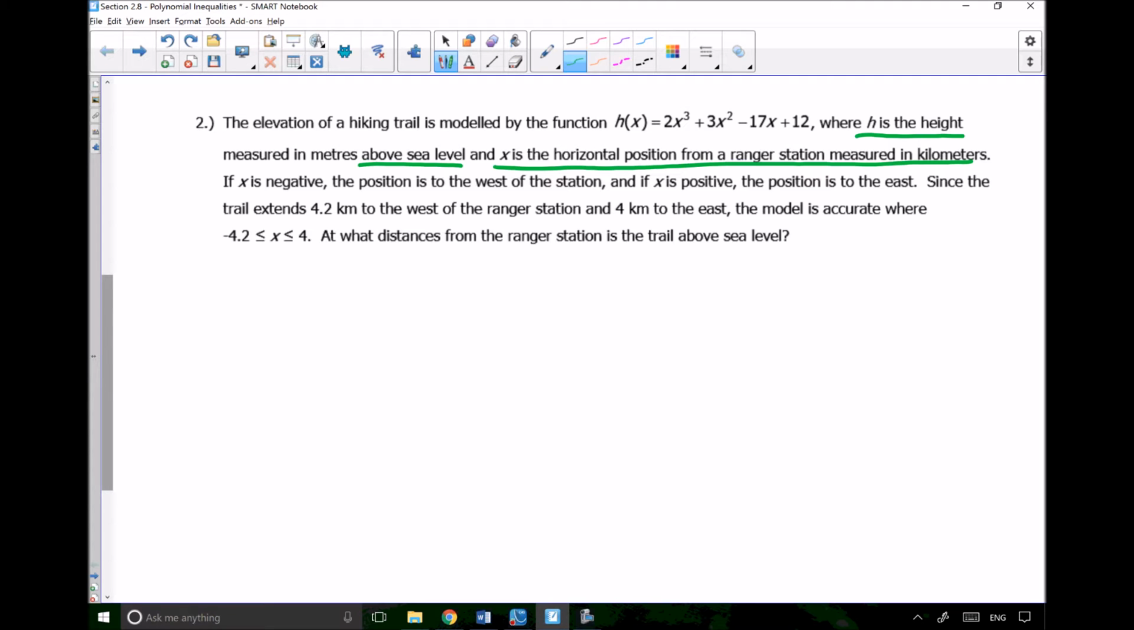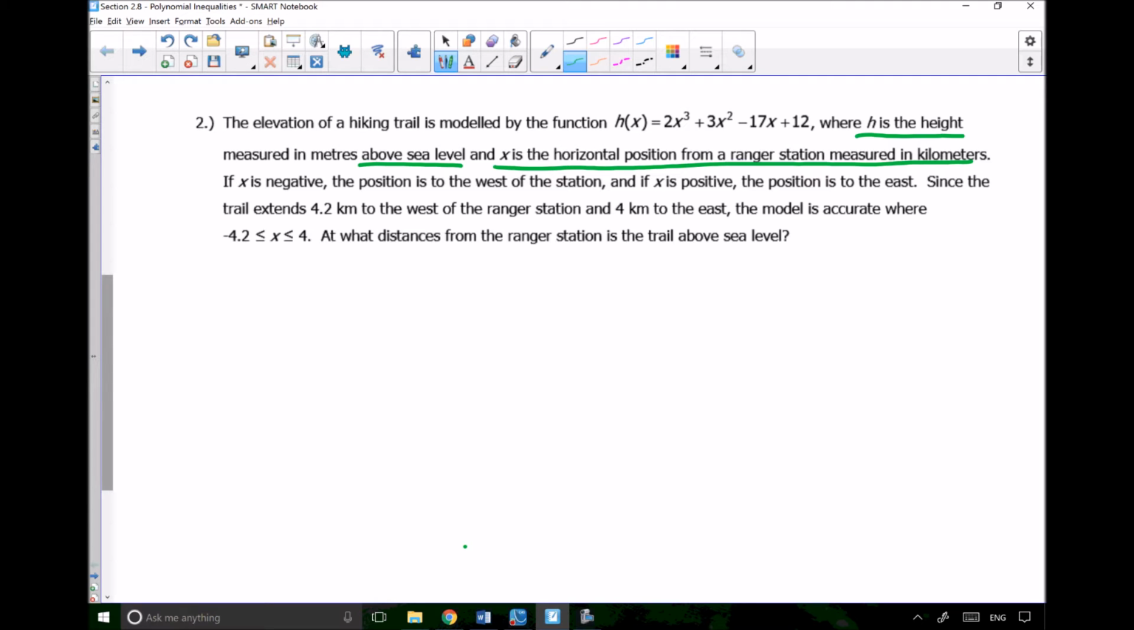At what distances from the ranger station is the trail above sea level? So this right here is just going to restrict our domain. All we care about when we look at this is from negative 4.2 to 4.